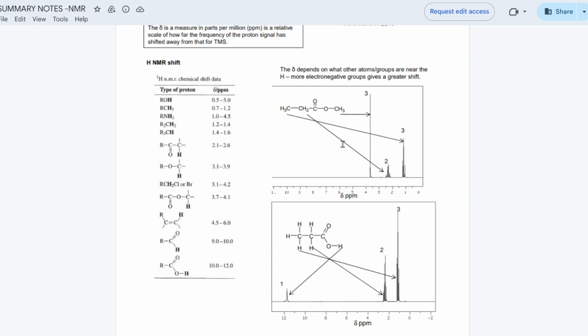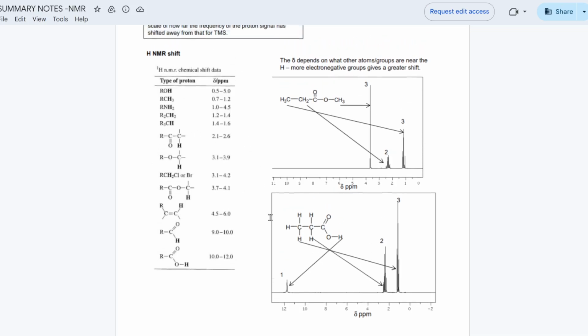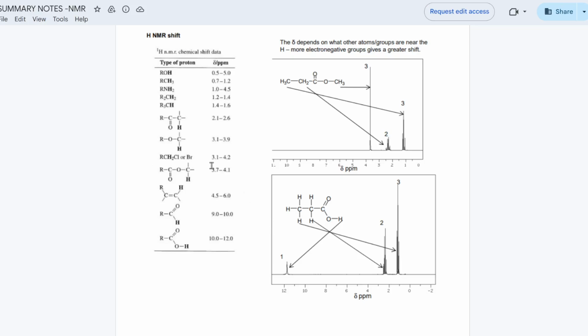And then this CH3 here, the carbon which the hydrogens are attached to is directly bonded to an oxygen, which is much more electronegative, and that explains why the shift is so much. And here we can see the CH2 is kind of in the middle because it's not directly bonded to an oxygen like this one, but it is directly bonded to a carbon which is bonded to an oxygen, so it's kind of in between. That makes a lot of sense. At about 2.3 there. So very interesting. And then we have some typical values.